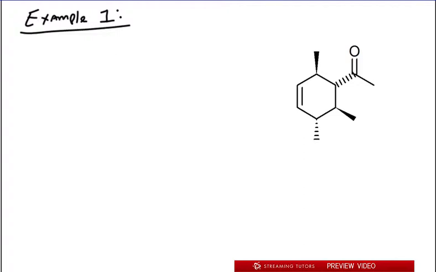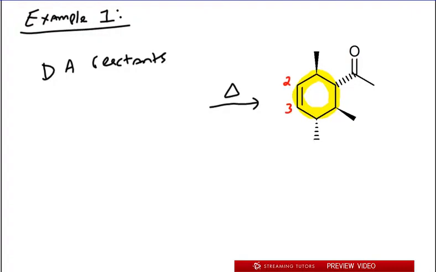Okay, so here's how it works. So we're looking at this product, and we know that this is, with heat, some sort of DA reactant, right? So we're looking for a diene or dienophile. Well, the first thing is you have to find your six-membered ring. Here it is. And what we're going to do is we're going to see that there's a double bond, and we're going to call it number 2 and number 3. Now, is it 2 up, 3 down, 3 down, 3 up, 2 down? Doesn't matter. Just number it however you wish, okay? So here's 2 and 3.